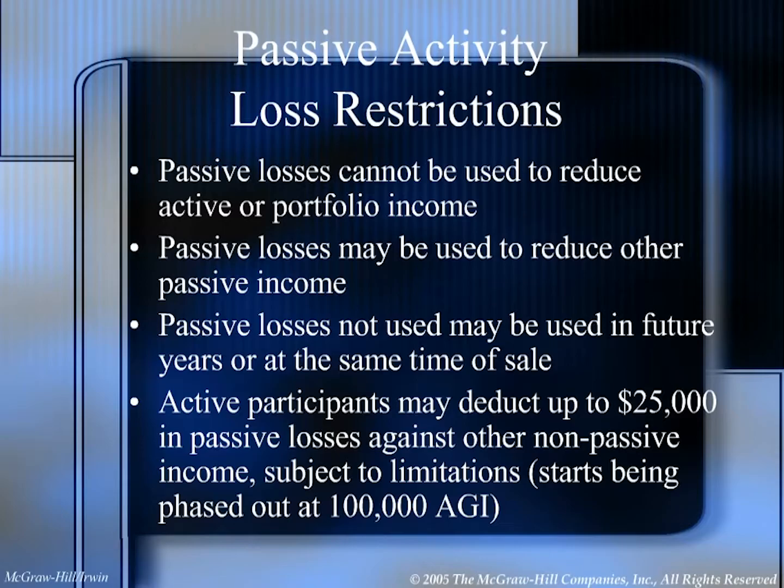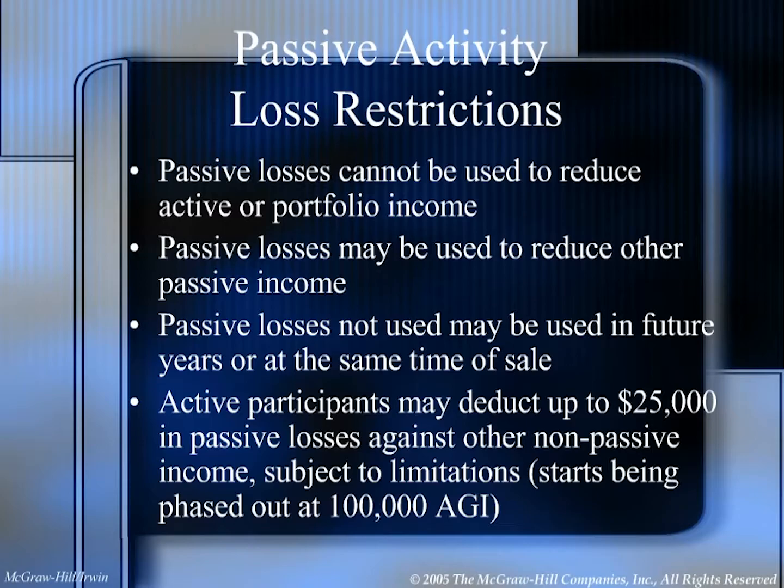Then you can deduct up to $25,000 in passive losses against other non-passive income. Okay, so against your active income, against your salary, and so forth. Although this is subject to limitations. If your adjusted gross income hits $100,000, at that point it starts to get phased out, and by the time you hit 150, it is completely phased out.